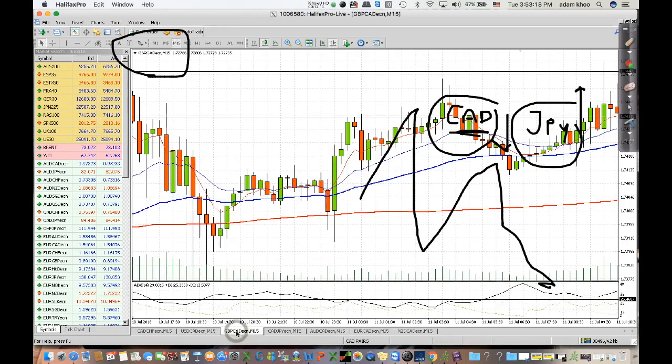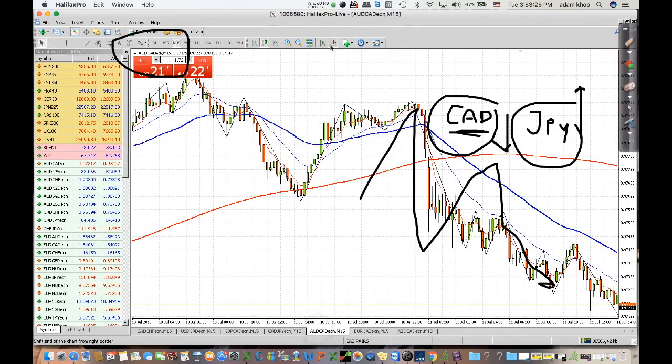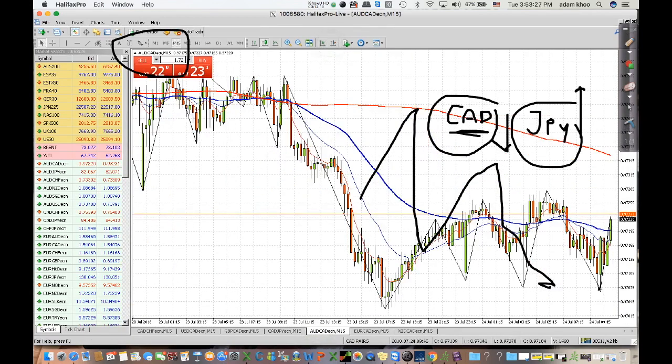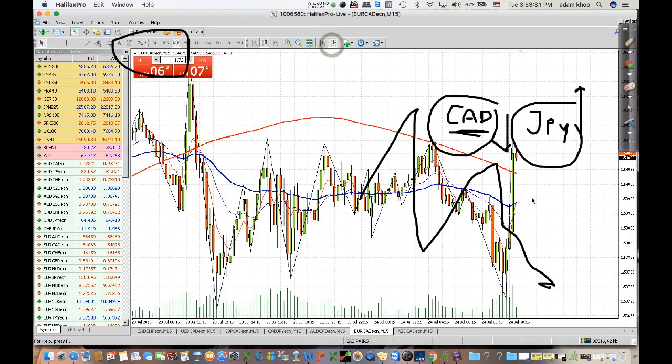Pound CAD should also be going up. Yes, pound CAD is going up. Aussie CAD should be going up. Well, it's going sideways, right? Euro CAD should be going up, but it's going sideways, right? So you can see that the Canadian pairs are not all in line, but the yen pairs are all in line. In other words, yen is strong across all pairs, right? And as long as one of them shows correlation, I'll take this trade.